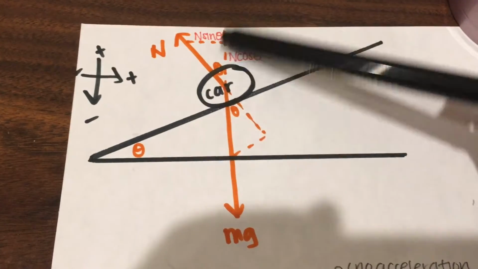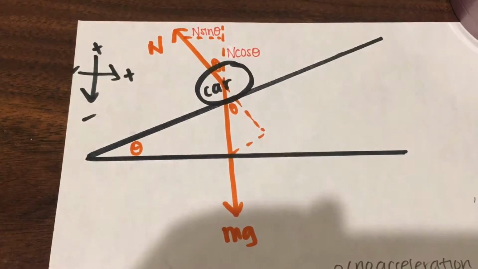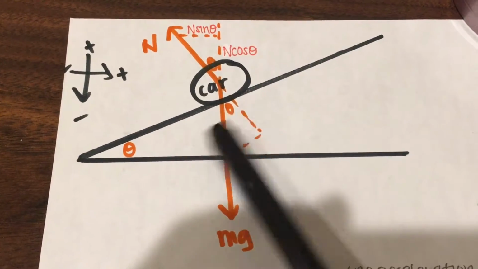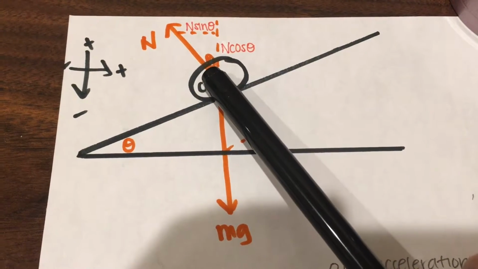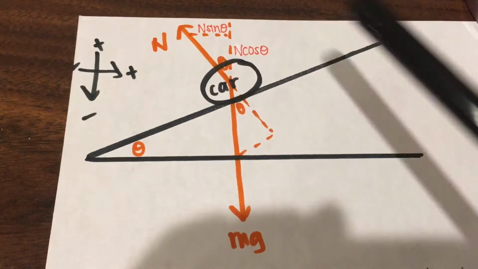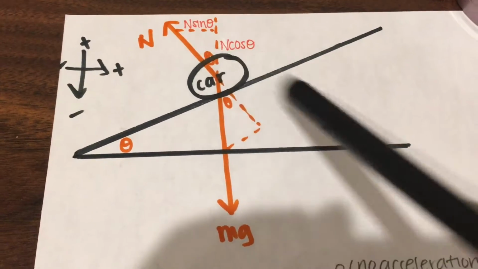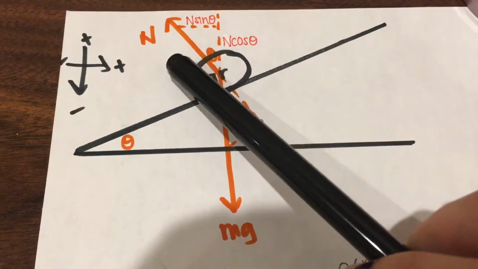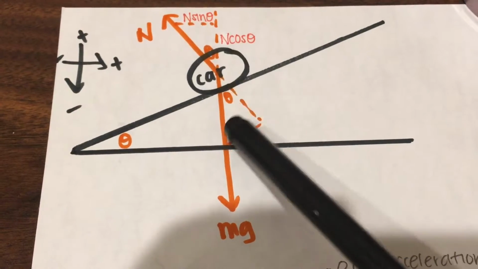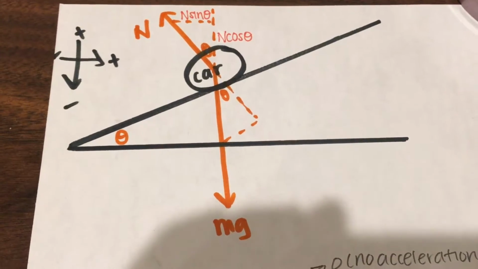And if we connect these forces in such a way, we know that this is theta because that is theta. And because these are vertical angles, this angle is also theta. And then we can find that the component of the normal force going towards the center of the ramp is normal force sine theta, and the y component is normal force cosine theta.